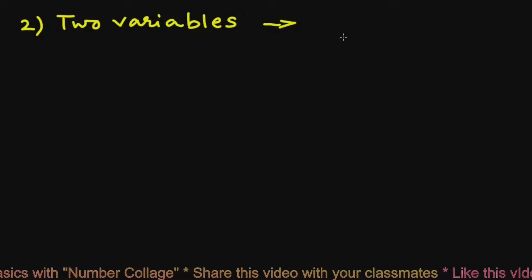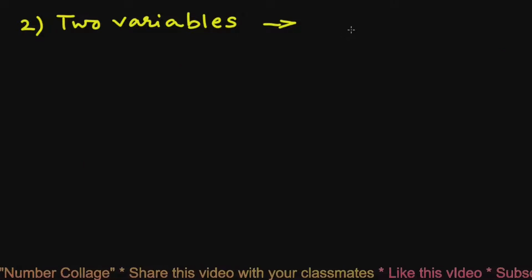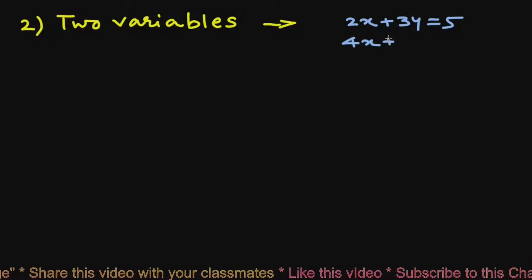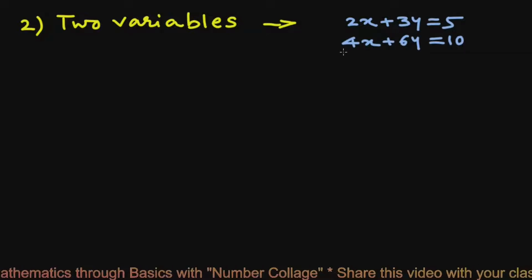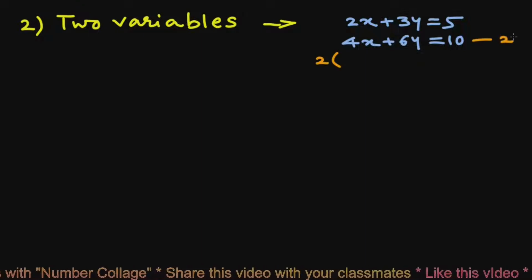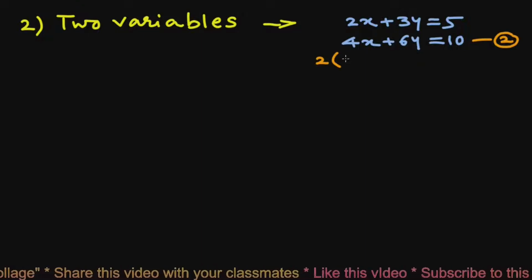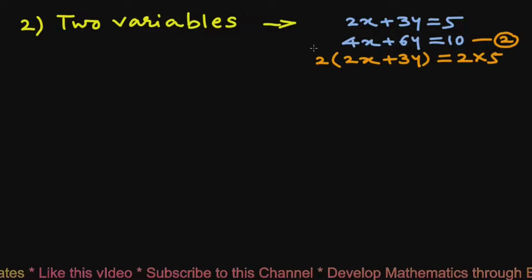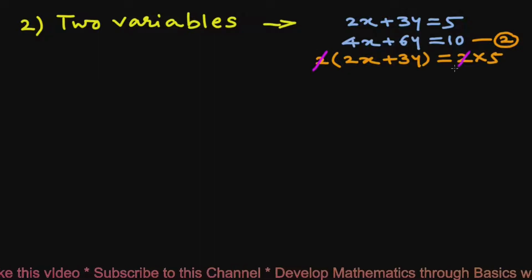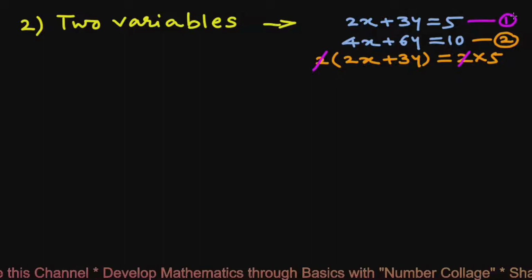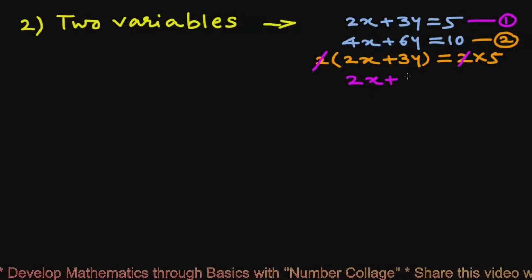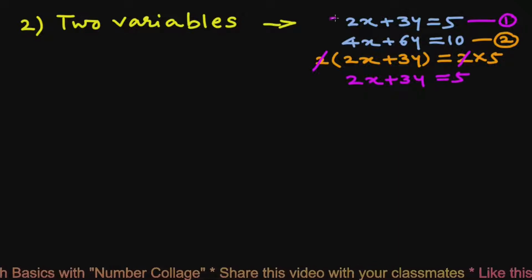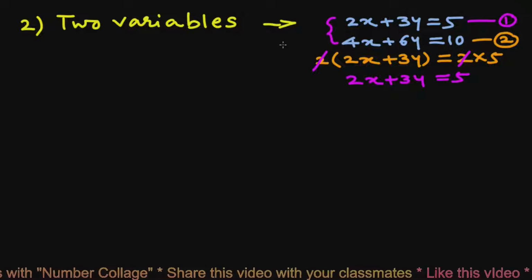Consider this pair of linear equations in two variables: 2x plus 3y equals 5 and 4x plus 6y equals 10. If we take 2 common from the second equation, we get 2 times (2x plus 3y) equals 2 into 5. Cancelling 2 from both sides, we get the same equation as the first, 2x plus 3y equals 5. Therefore, we find that these two equations are one and the same.